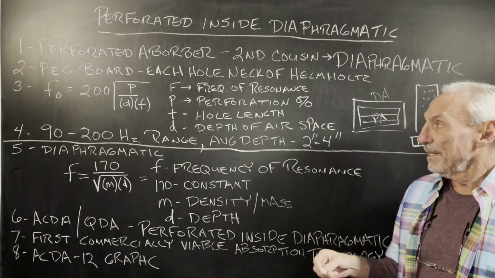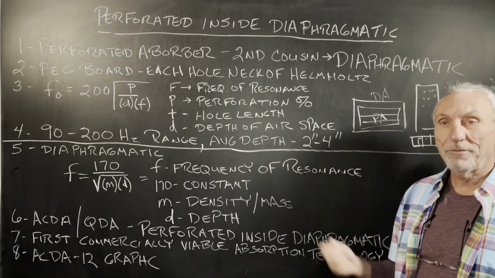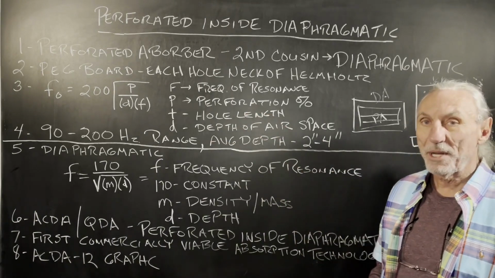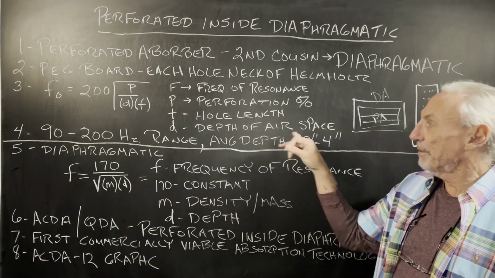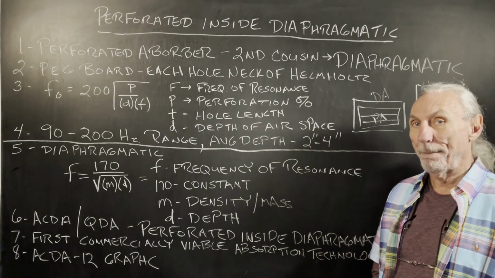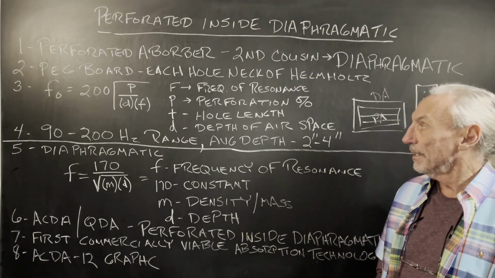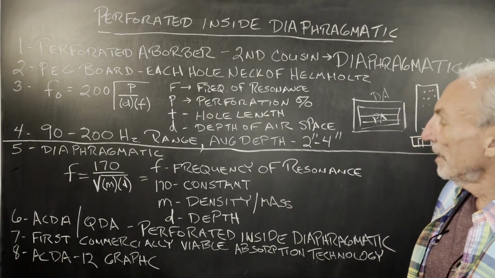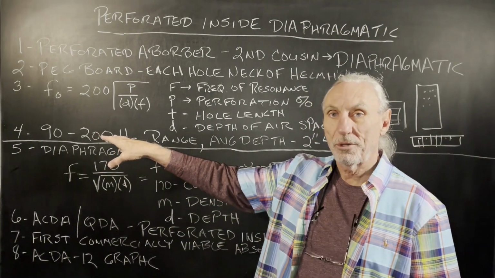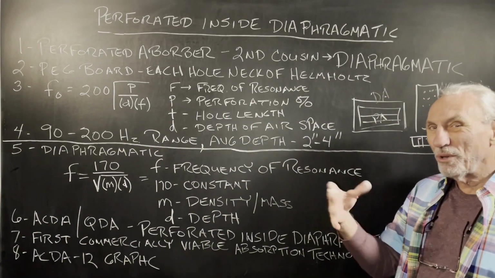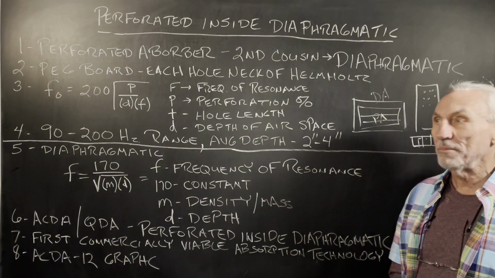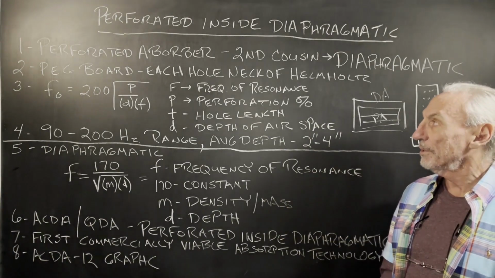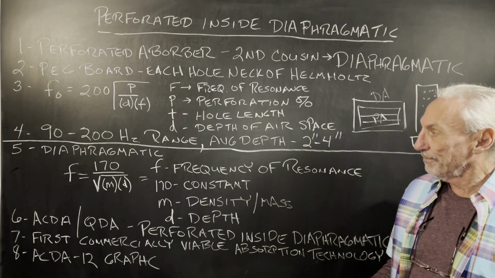So there's your formula. F, of course, frequency that you're after or designing for. Perforation percentage is P. Hole length, depth of airspace, and then the square root of all that. Okay, 200 is a constant. There's mathematical reasons for all this. It doesn't matter. This is the formula. They're usually good in the 90 to 200 hertz range, and 2 to 4 inches in depth. I've seen them a little bit deeper sometimes, but it just depends on, obviously, frequency and amplitude in the room. So that's a perforated absorber.